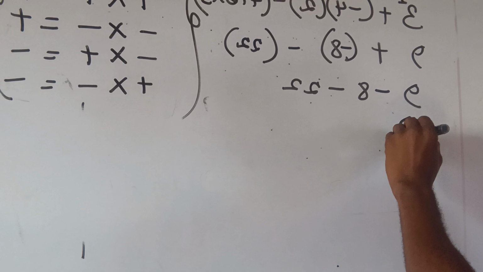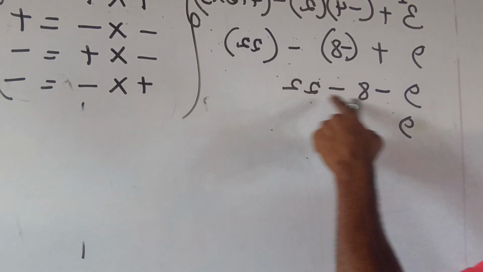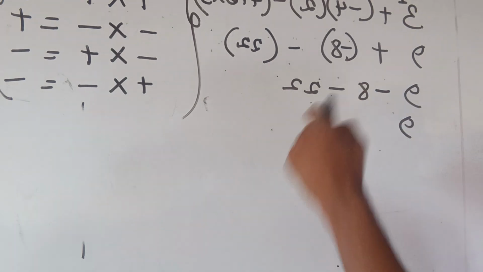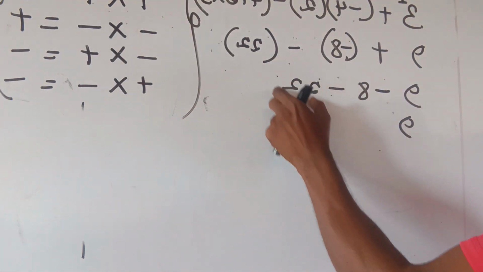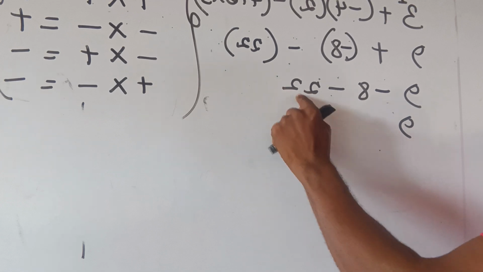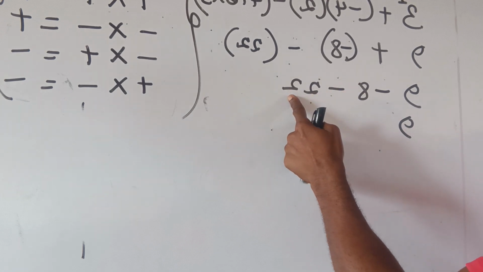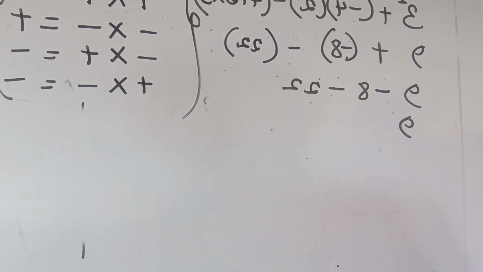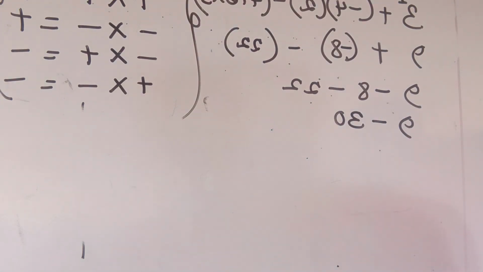So I will rewrite it. Minus 8 minus 22. I'm owing Taiwo 8 naira, and at the same time owing Idowu 22 naira. How much is my debt altogether? I'm owing someone minus 8 naira, owing another person 22 naira. That's going to give me minus 30. I'm owing 30 naira altogether.